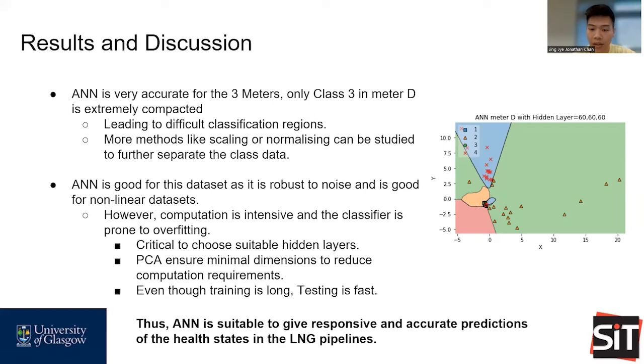Also, ANN is very good for this data set as it's robust to noise and good against non-linear data sets. However, ANN is computationally intensive and prone to overfitting as well. So it's critical for us to choose a suitable hidden layer size. We must also use PCA methods to ensure minimum dimensions to reduce the computational requirements. And even though ANN training is long, the testing is relatively fast. Thus, ANN is suitable to give responsive and accurate predictions of the health states of the LNG pipelines. So now I hand over to Yihao to discuss the big data.